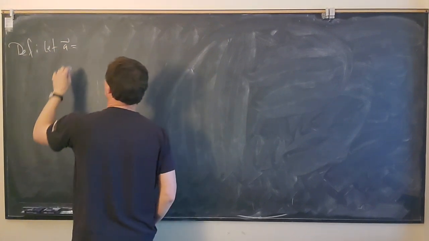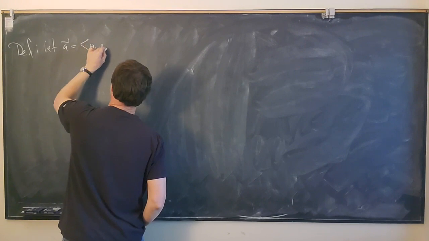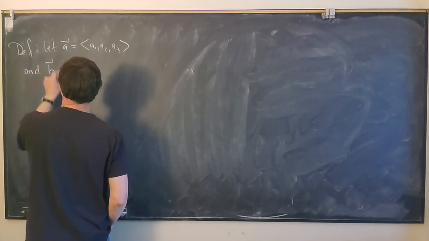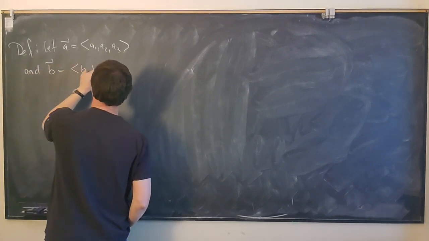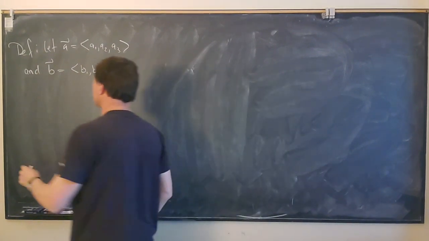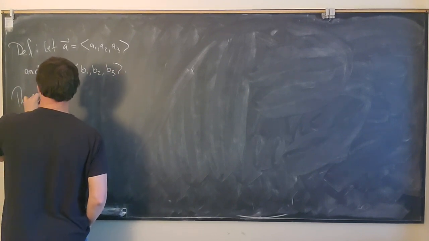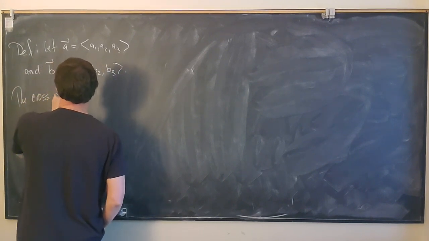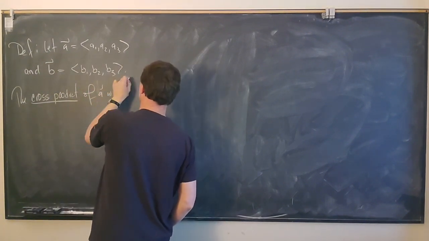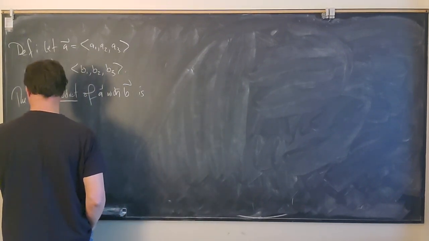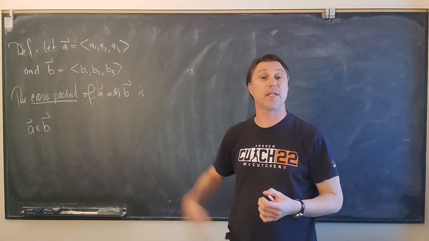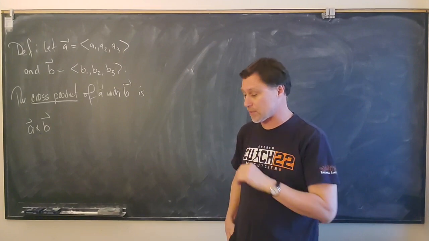So we need a couple of vectors, so let's let A be the vector A1, A2, A3, and B is the vector B1, B2, B3. Now we're going to define what's called the cross product. So the cross product of A with B is, and we write it A and then a little times symbol in between. So A cross B is the way you would read this, not A times B, A cross B.